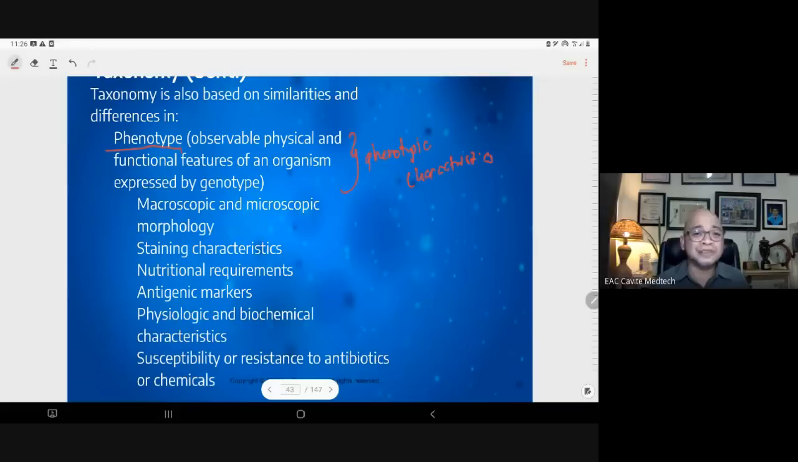Observable physical and functional features of an organism expressed by the genotype. So before molecular biology, we were just basing it on the macroscopic and microscopic morphology, staining characteristics, nutritional requirements, antigenic markers, physiological and biochemical characteristics, susceptibility or resistance to antibiotics or chemicals. These are all known as phenotypic characteristics.